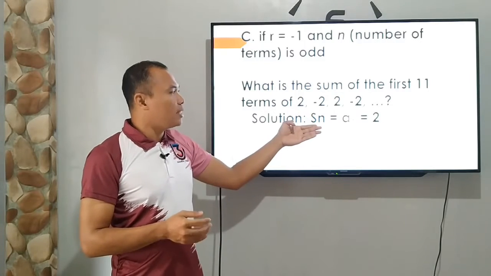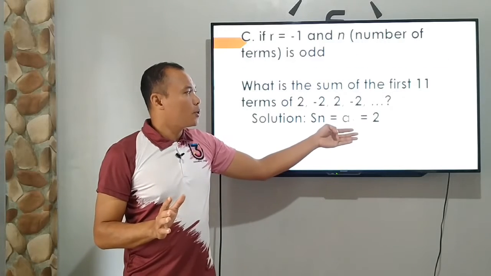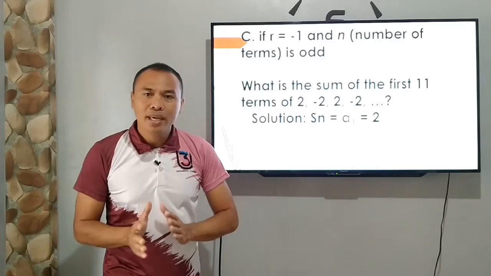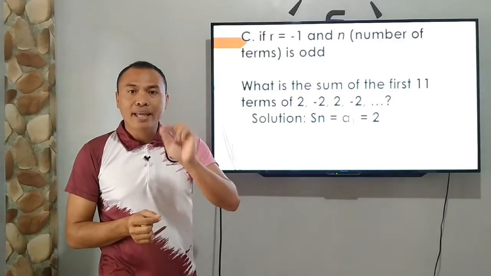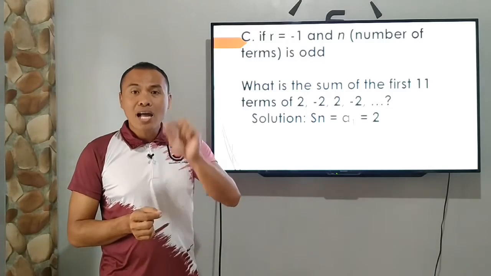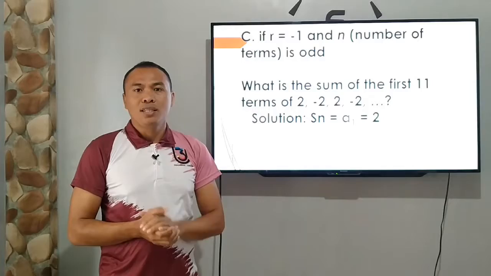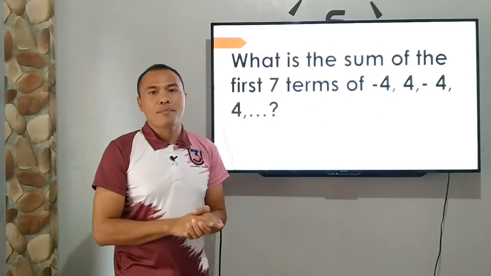Now, our solution is like this. The sum is equal to the first term. What is the first term? It's 2. This means, dear students, that when our r is negative 1 and the number of terms is odd, our answer is the first term. Let's try another example.